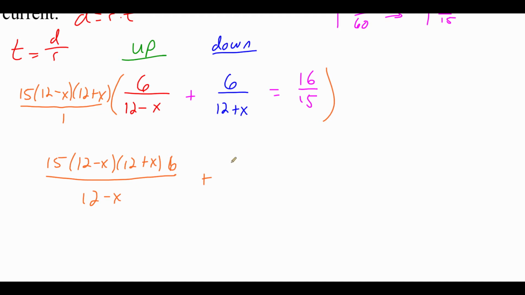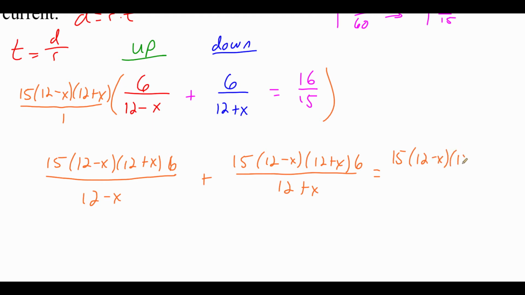In the middle fraction on top, we're going to have the 15, the 12 minus x, the 12 plus x, and the 6. And this is all going to be over 12 plus x. And then on the right-hand side, we're going to have the 15 on top. We're going to have the 12 minus x on top, the 12 plus x, and then we're going to have that 16. And this is all going to be over 15. Now I'm writing this out in the long form so that we can see the canceling happening. So here in this first fraction, we've got the 12 minus x on top and on bottom. In the middle fraction, we've got the 12 plus x on top and on bottom. And in my last fraction, we've got the 15 on top and on bottom.